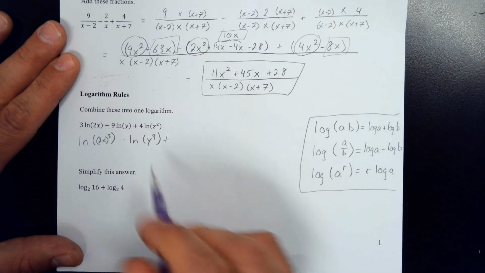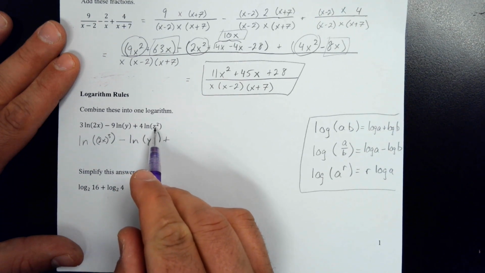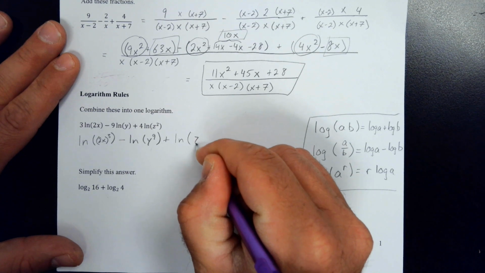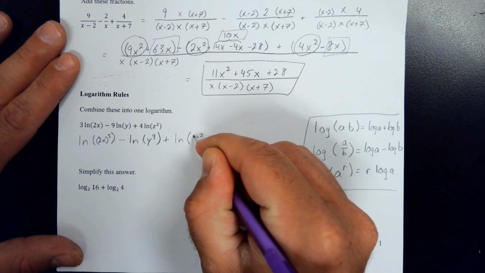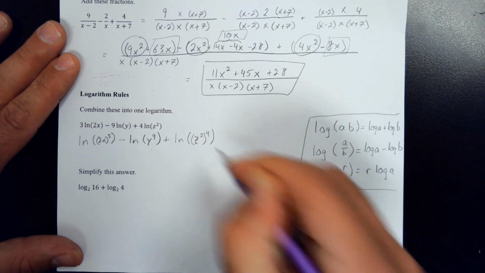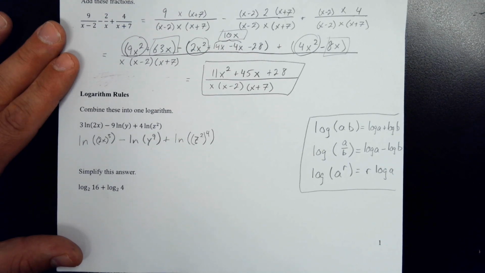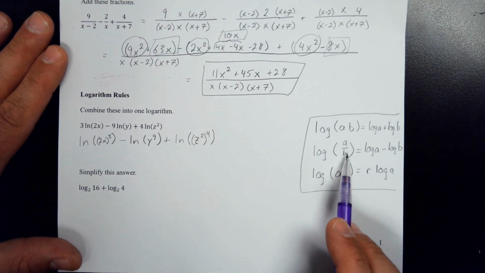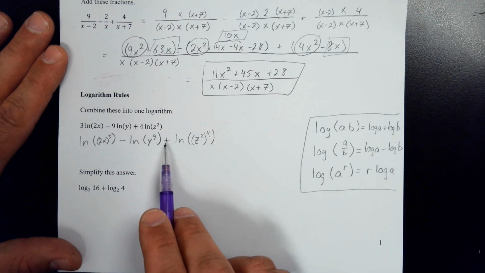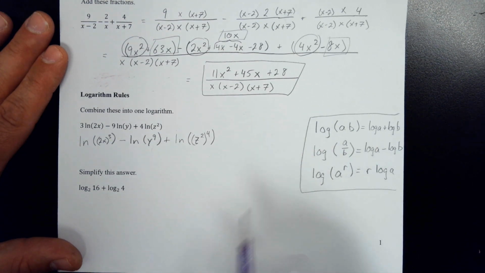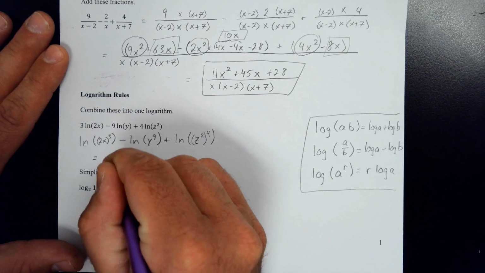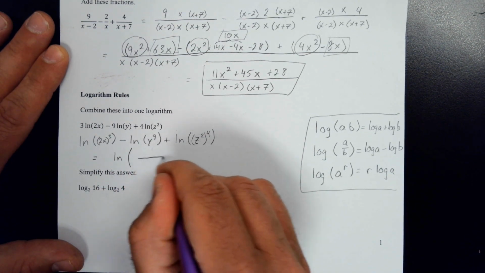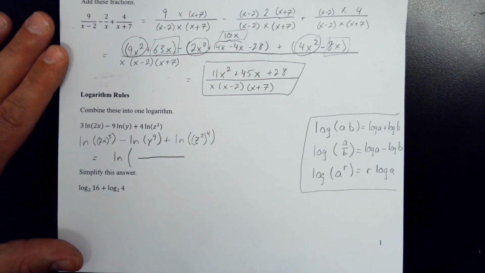Plus, well, let's see, this is natural log of z squared, but then I'm going to raise it to the 4th power. Natural log of z squared raised to the 4th power. Okay, well now I have a subtraction, which I know is the same as division inside the natural log, and an addition, which is the same as multiplication inside the natural log. So this would be natural log of something.